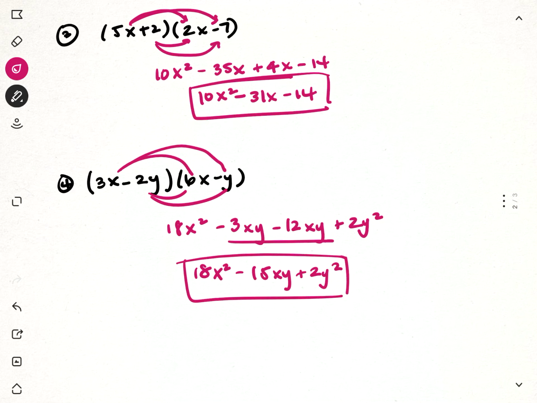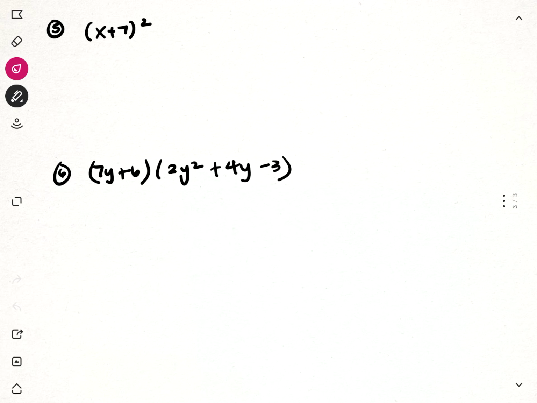Okay. So don't let that extra variable freak you out. As long as you write your variables in alphabetical order, then you should have an easy time doing your like terms in the middle. And sometimes they're not even like terms, so it's okay.